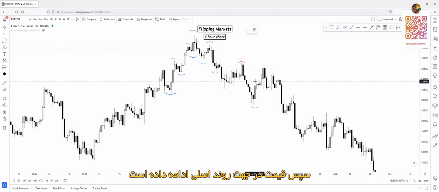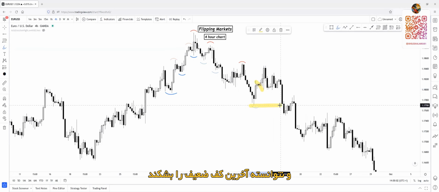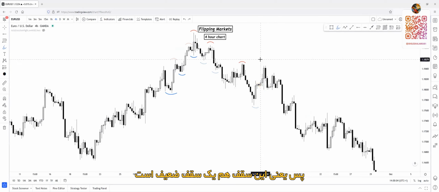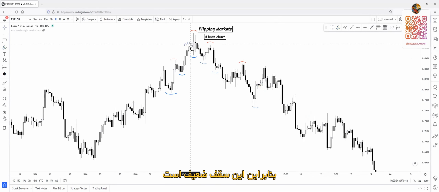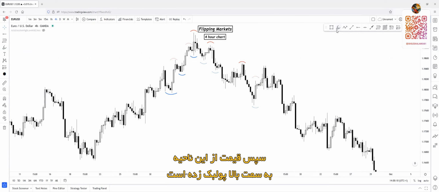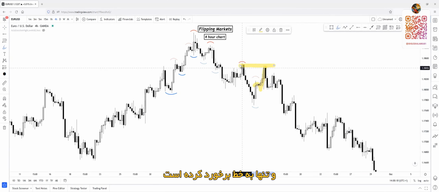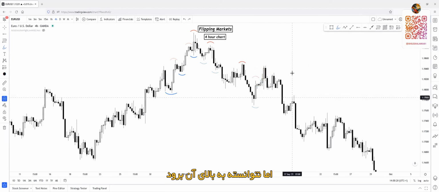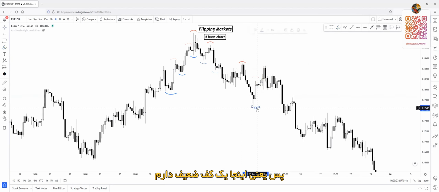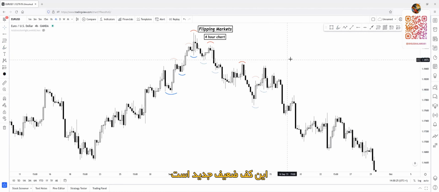After this, price started a main trend movement to the downside, and it couldn't break below the last weak low. So this means this will be a weak high. So this is a weak high. After this, price created a new pullback from this region. It did a pullback again to the upside, and this couldn't break above the last strong high. It just tapped the line perfectly, but it couldn't break above. So this means we will have a new weak low here. This is a new weak low.